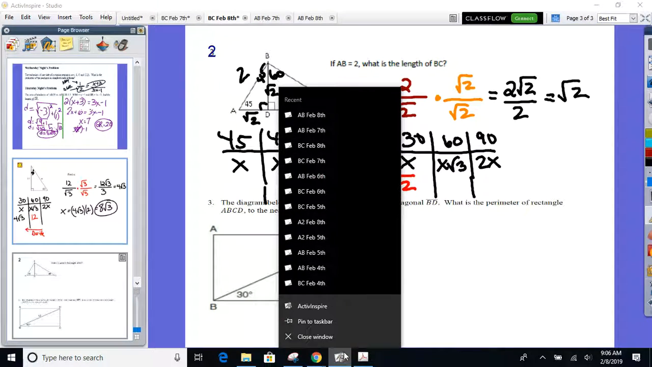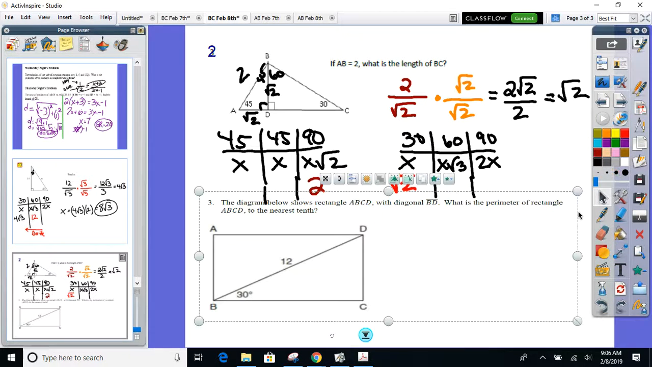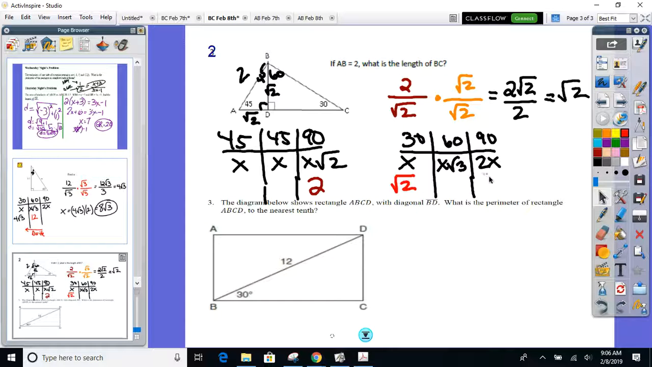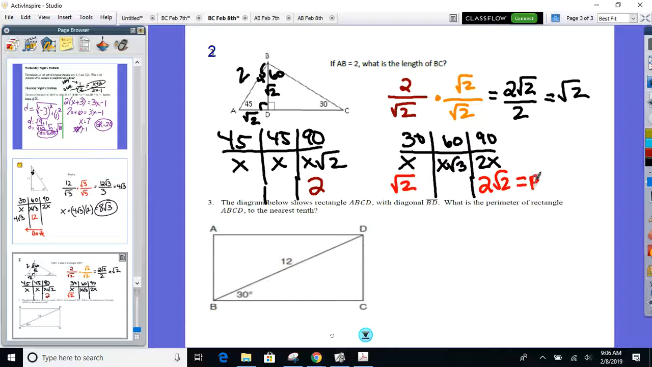What do I do with that radical 2? Multiply it by 2. 2 times radical 2? 2 radical 2, which is equal to BC. So if you go to the left on your chart, you got to divide now. If we go to the left, we got to divide by radical 3 or by radical 2, depends where we are.